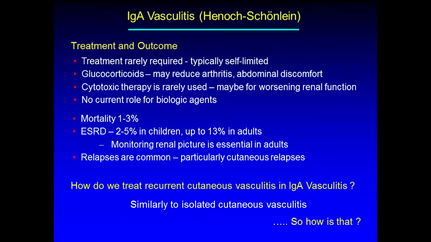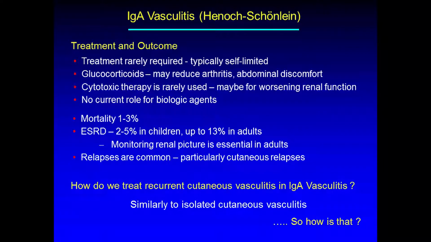End-stage renal disease occurs in 2 to 5% of children, but up to 13% in adults, such that monitoring the renal picture is particularly essential in adult patients. Relapses are actually quite common, and in particular cutaneous relapses, and this is again patients we do see in the clinic. So how do we treat these recurrent cutaneous vasculitis relapses in IgA vasculitis?